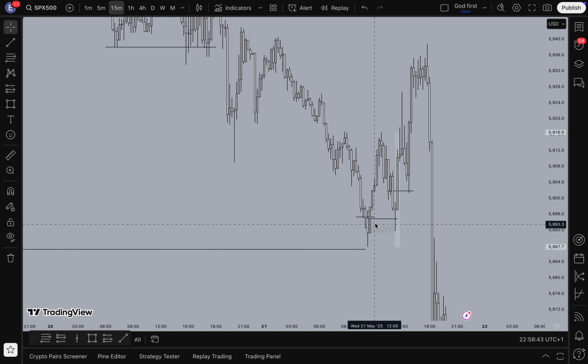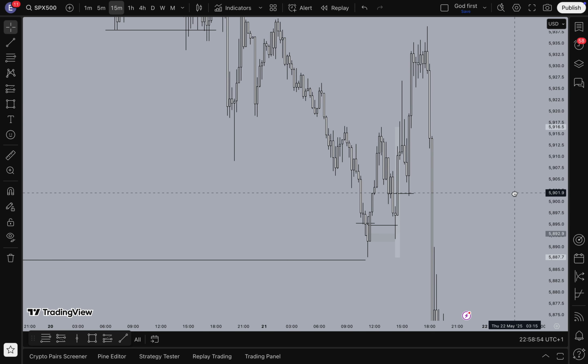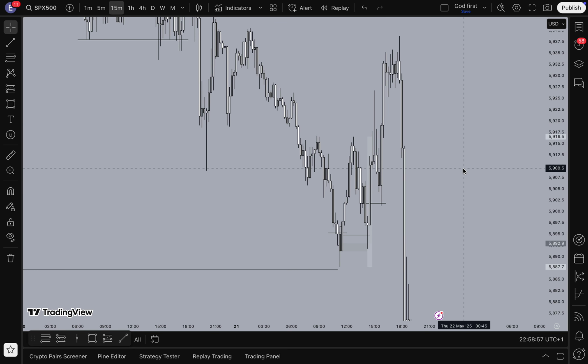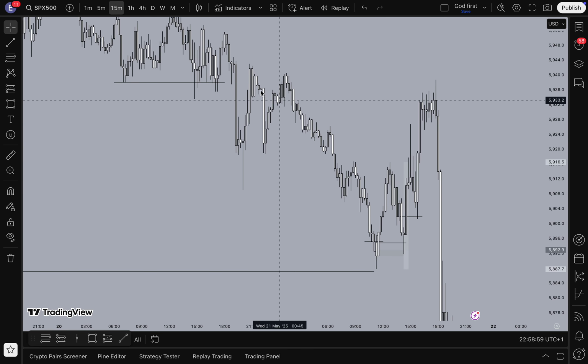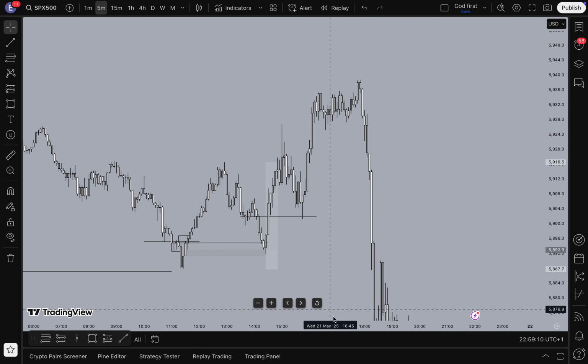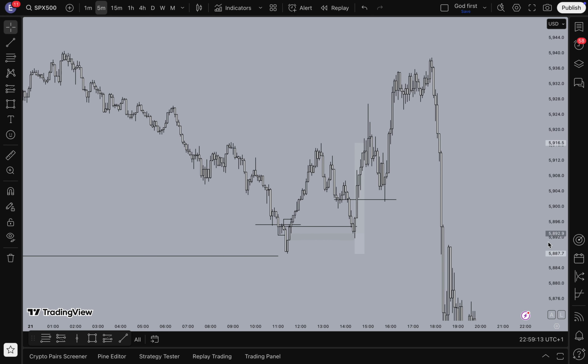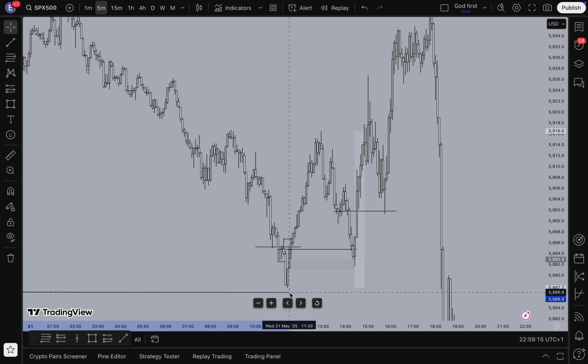Price respects this M15 bullish order block, and we are also respecting this fair value gap, the bodies are still respecting it. Also we've taken out so many lows, and if we hop into the 5-minute now, we can see the model coming to fruition.